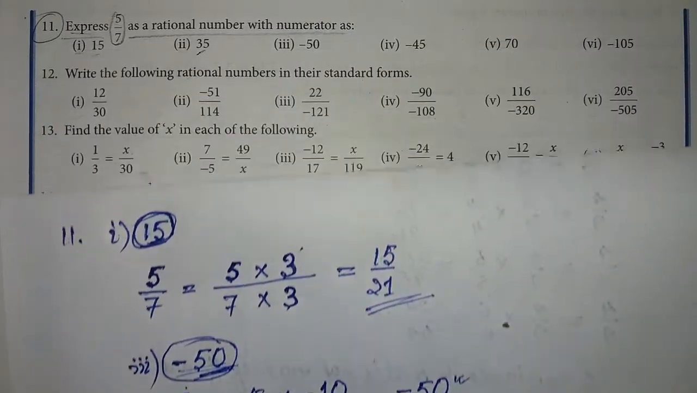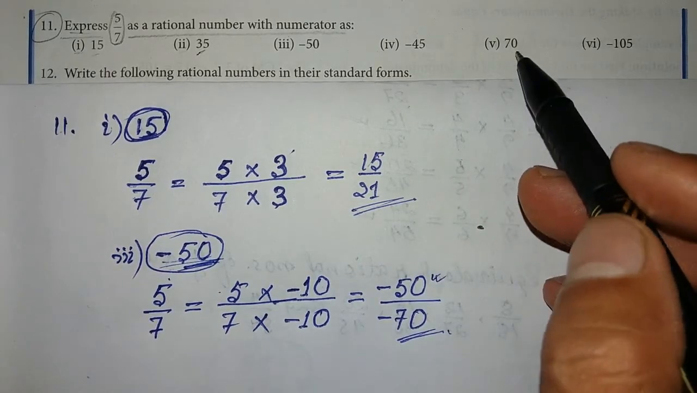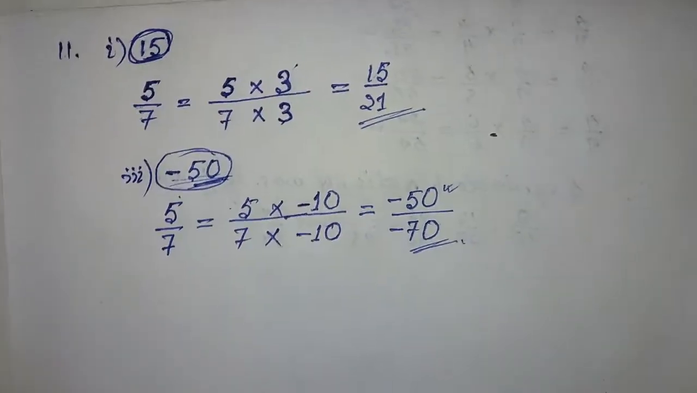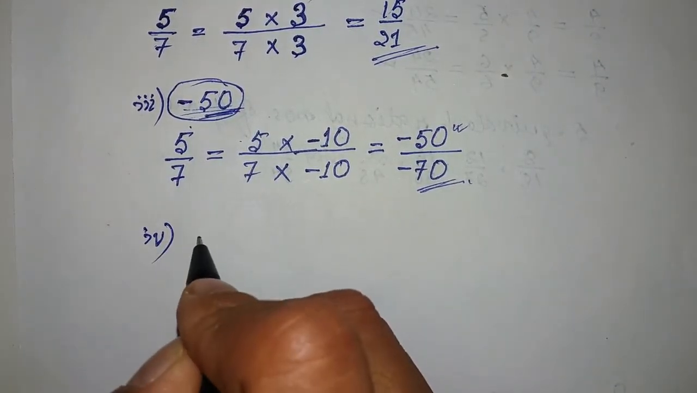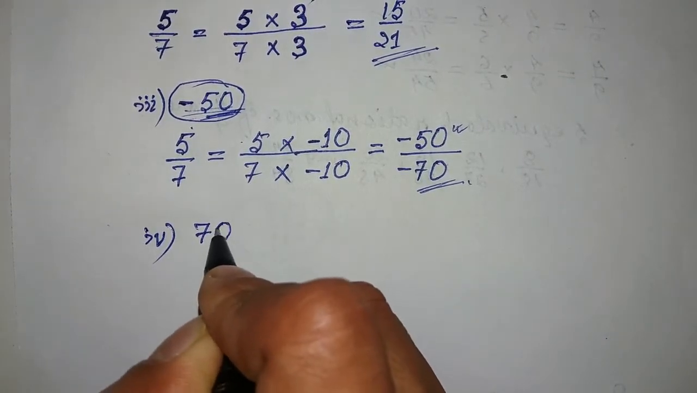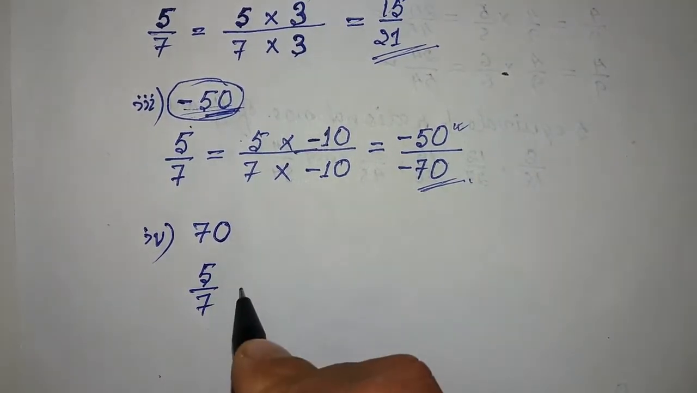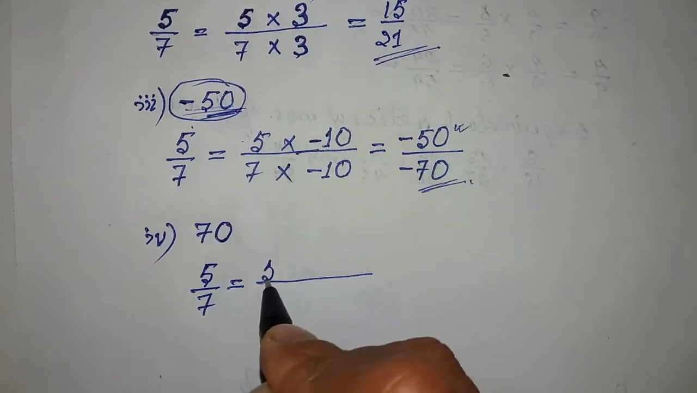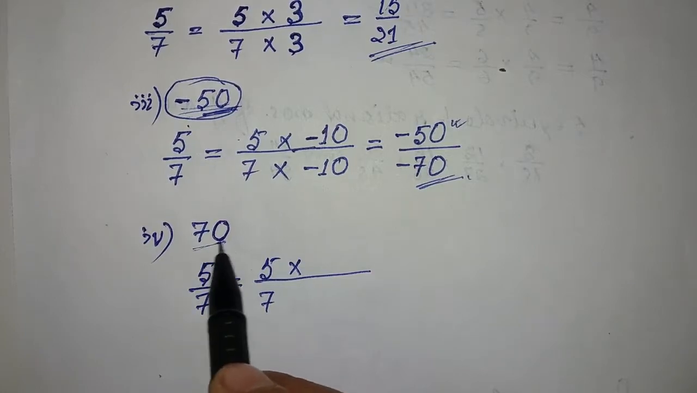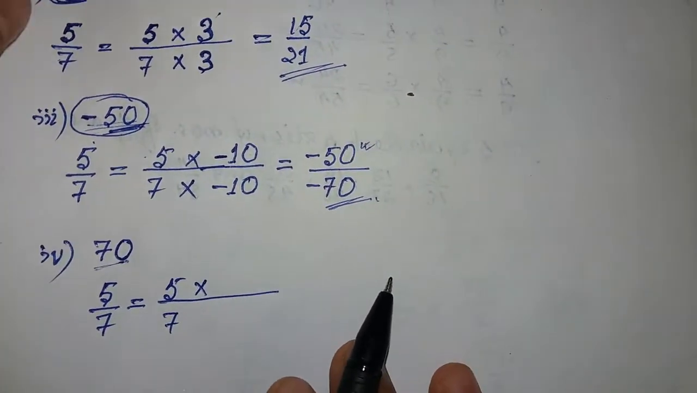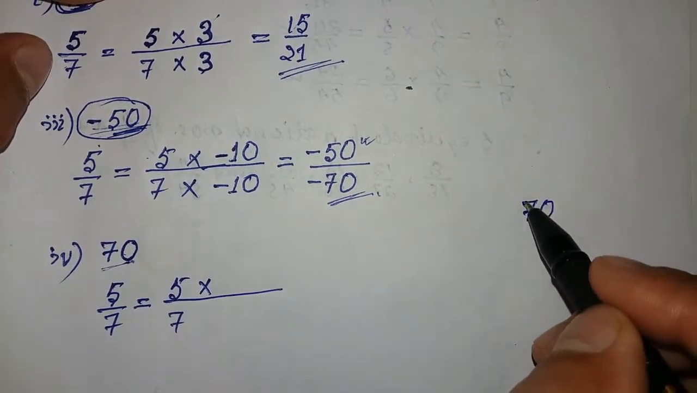Now let's see one more, this 70. Now we're going to convert the numerator to 70. This is our rational number here. Again you have to think, 5 into how much will give 70? To check this, you simply divide 70 by 5.